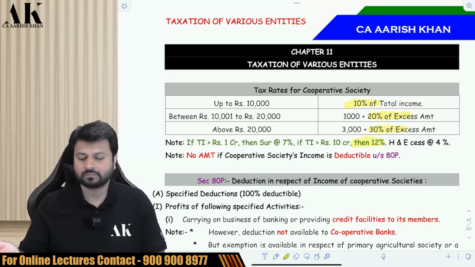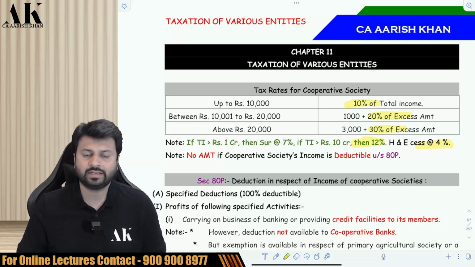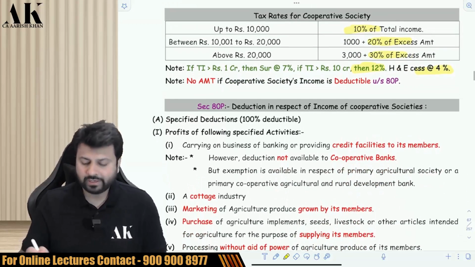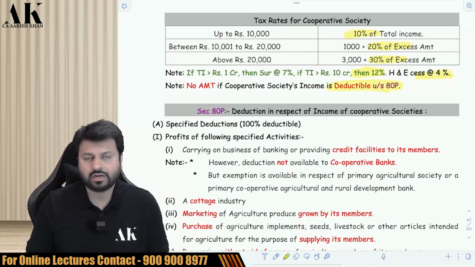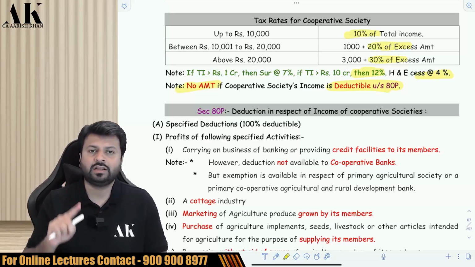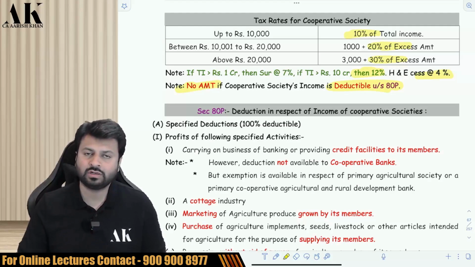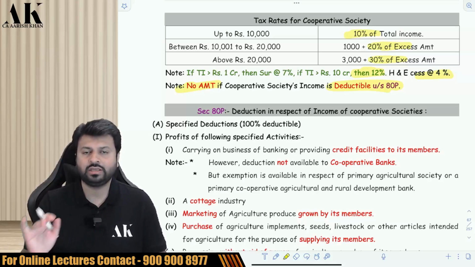Plus health and education cess will be applicable to every assessee at the rate of 4%. Now, if a cooperative society is claiming a deduction under 80P, then they are not liable for AMT. This is an interlinking that I am trying to do. If a cooperative society is claiming deduction under 80P, then they are not liable for alternate minimum tax. They are exempted from alternate minimum tax. They will only be liable for the normal provisions of the income tax law and not the alternate minimum tax.